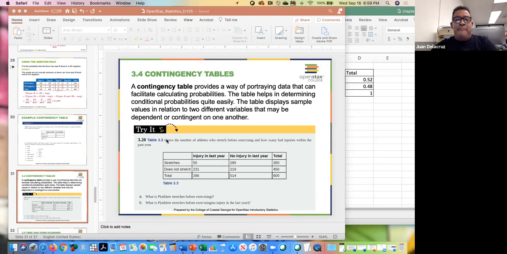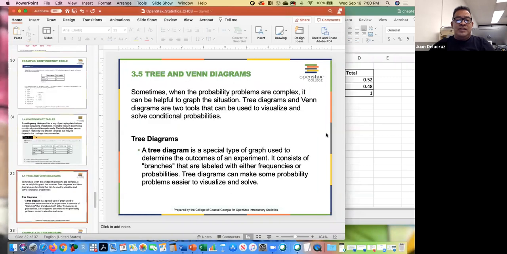And if you happen to work with somebody in epidemiology, you probably will be using something like this. The table helps in determining conditional probabilities quite easily. The table displays sample values in relation to two different variables that might be dependent or contingent on one another. So we are going to use one of these.